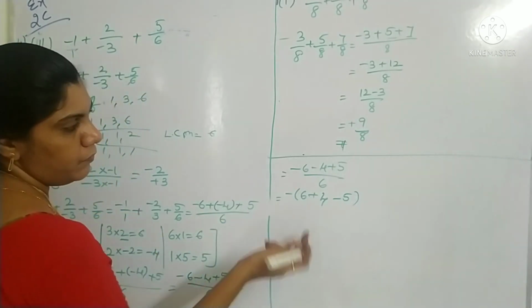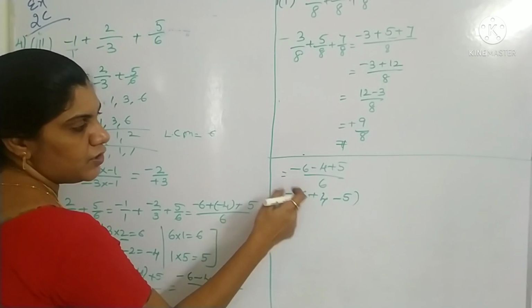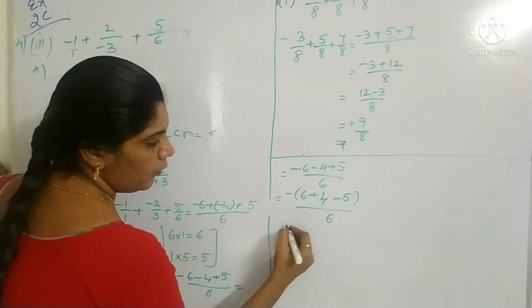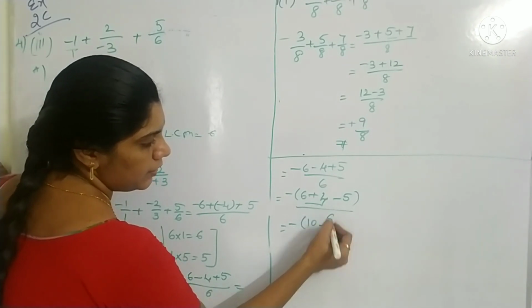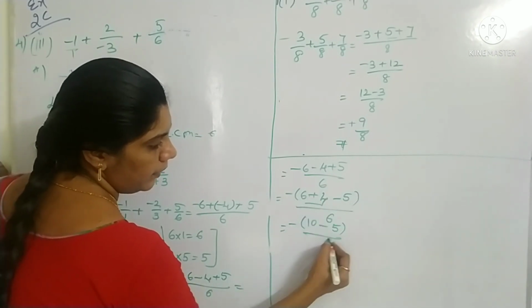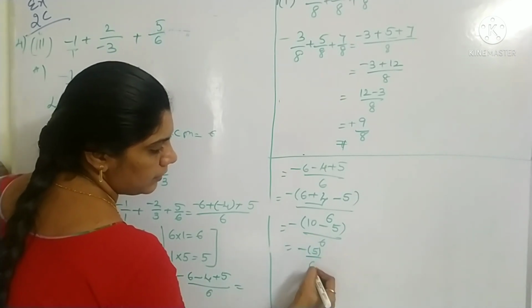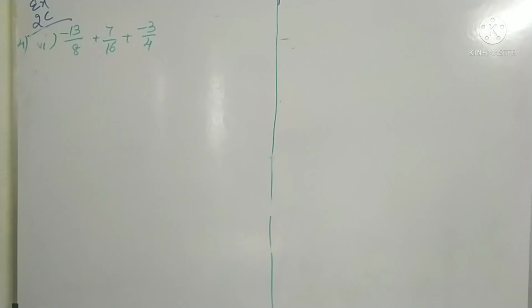Signs will change. If you take minus out, the signs will be changed in the brackets. Now see, 6 plus 4, how much? 10. 6 plus 4 is 10. Minus 5 by 6. Now see, 10 minus 5, 5 by 6. Now what is your final answer? Minus 5 by 6.